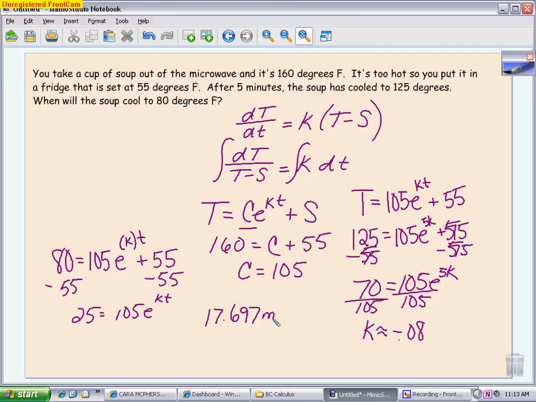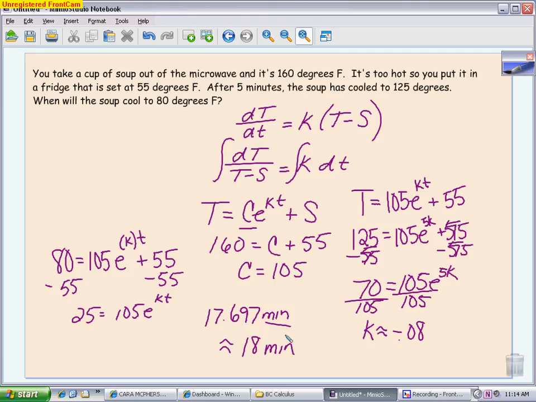17.697 minutes, or if they say round to the nearest minute, about 18 minutes for my soup to cool off down to 80 degrees Fahrenheit. So it takes you through what you're looking at. Again, you do not need to actually derive the equation yourself, meaning you don't have to go through the separation and integration, things like that. But you should understand how it works.